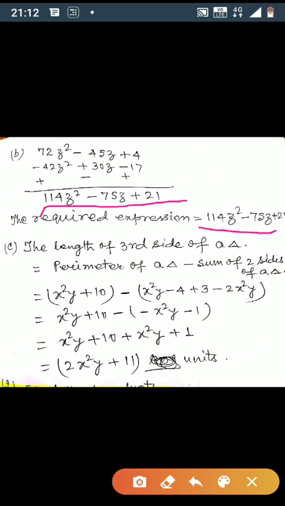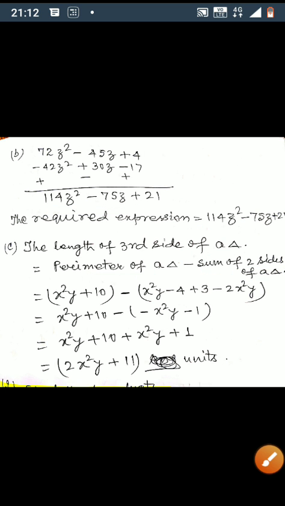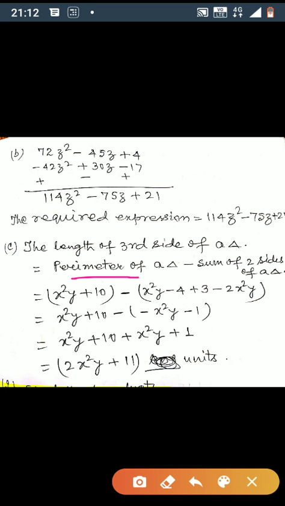Find the length of the third side. The length of the third side of a triangle equals the perimeter of the triangle minus the sum of two sides of the triangle. So the perimeter of the triangle can be written as x square y plus 10 minus the sum of two sides, that is x square y minus 4 plus 3 minus 2x square y.